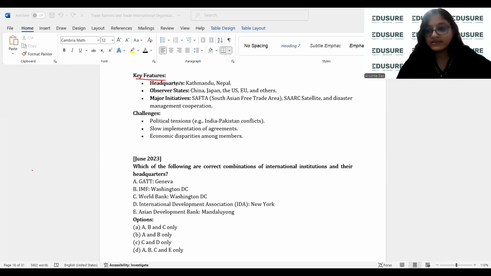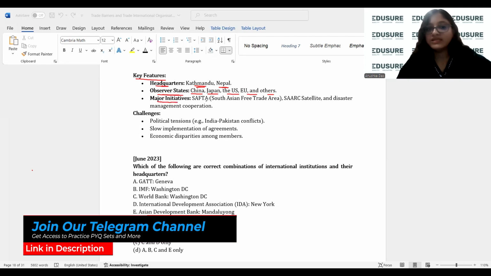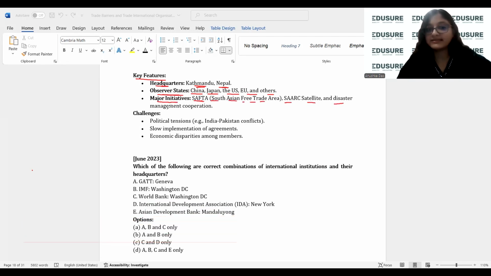What are the key features? First is headquarters. SAARC headquarters is in Kathmandu, Nepal. Important information. Observer states are China and Japan. They are not member countries, but they are observer states. The US, EU, and others also act as observer states. They are not members of this union. Major initiatives are SAFTA, which is the South Asian Free Trade Area, SAARC Satellite, and Disaster Management Cooperation. All these things are key features and achievements.